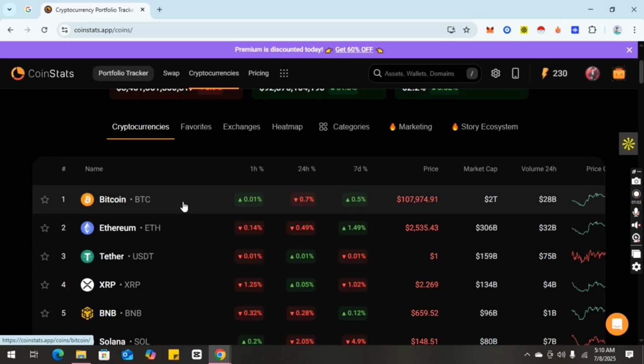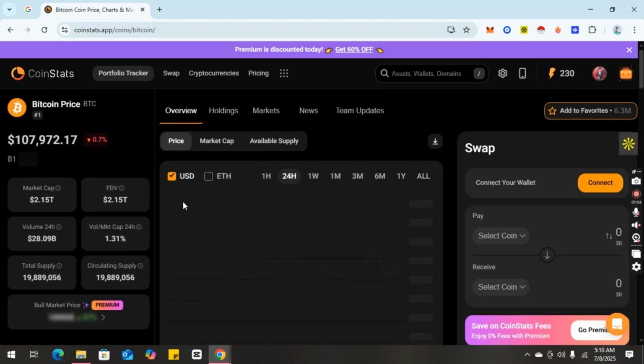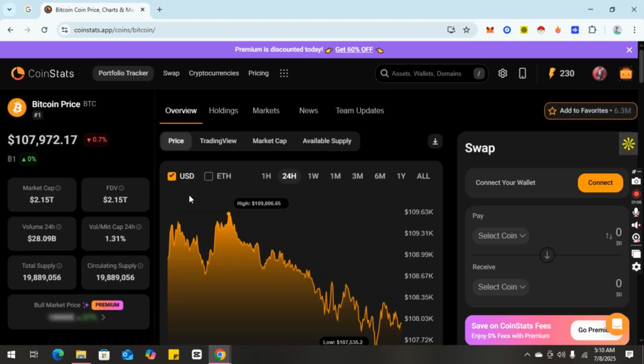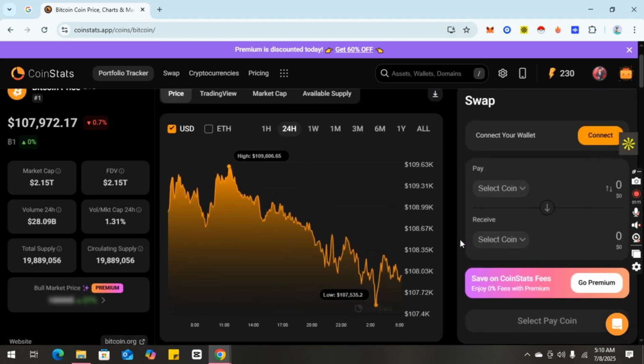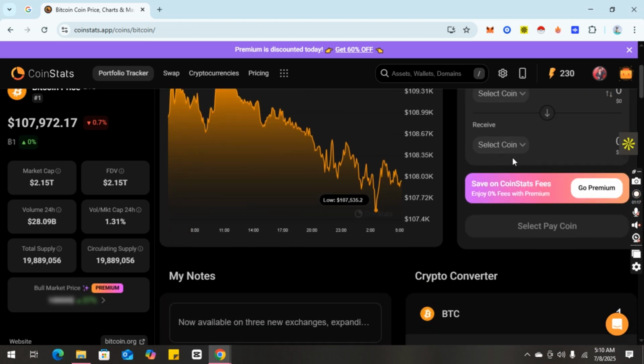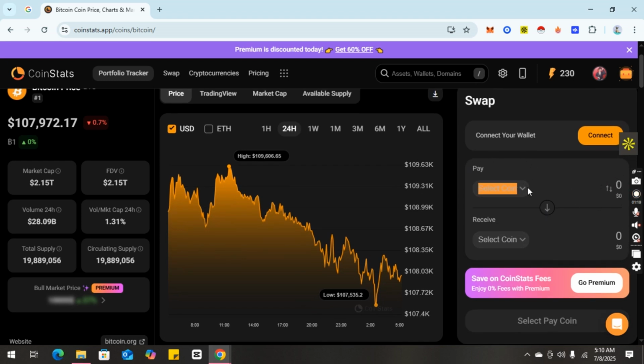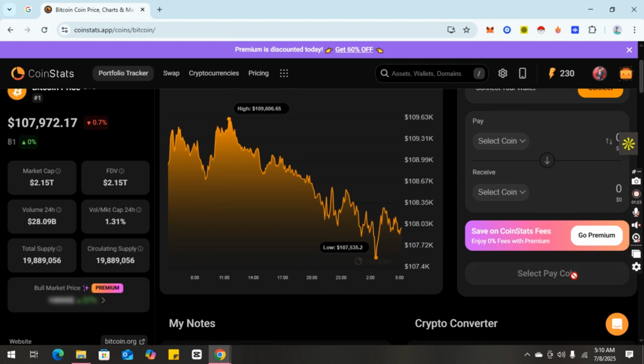Then select your preferred fiat currency, like USD, Euro, etc. CoinStats will route your transaction through its integrated partner, such as MoonPay or Transak, to handle the crypto to fiat conversion. Enter the amount you want to cash out, input your details, and complete any KYC verification if prompted.